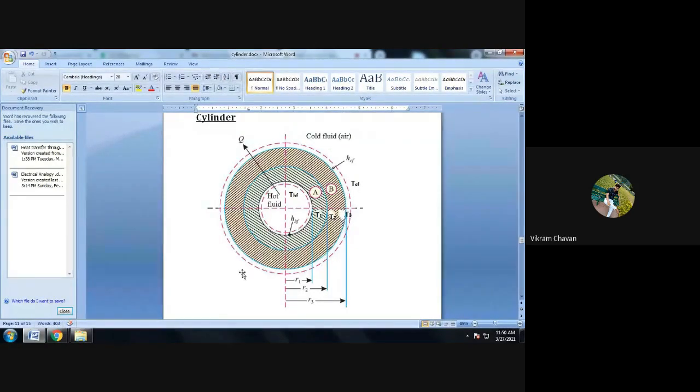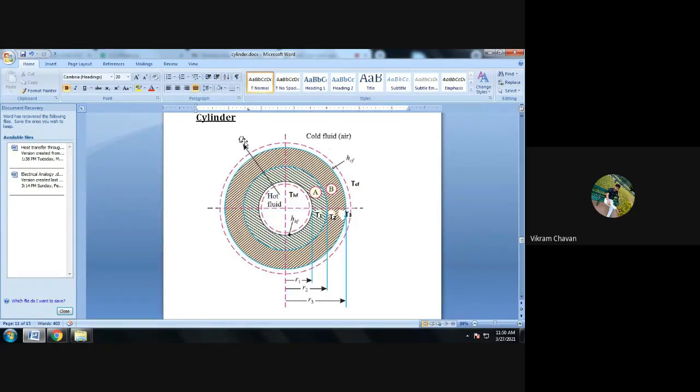Getting everyone? Now, hot fluid is flowing inside the cylinder. We have to consider one-dimensional heat transfer. That is nothing but what? Heat is transferring radially from the internal fluid towards the external surface. So we have to show the heat transfer direction.